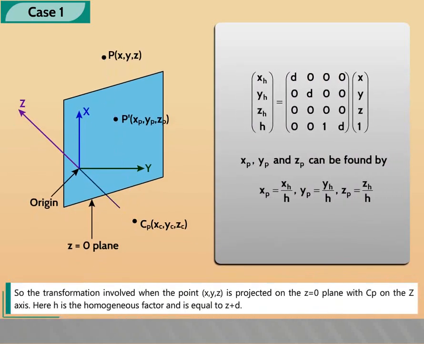So the transformation involved when the point x, y, z is projected on the z is equal to 0 plane with Cp on the z-axis. Here, h is the homogeneous factor and is equal to z plus d. xp, yp and zp can be found by xp is equal to xh by h, yp is equal to yh by h and zp is equal to zh by h.